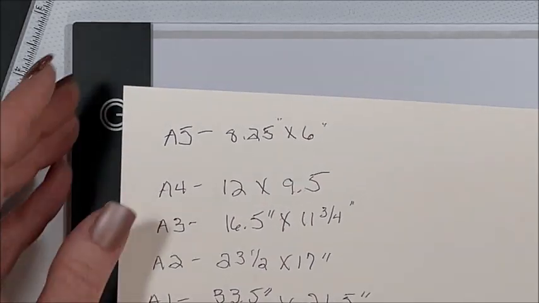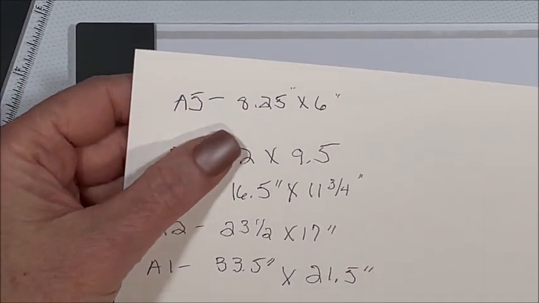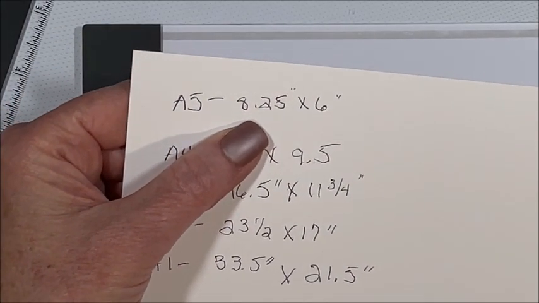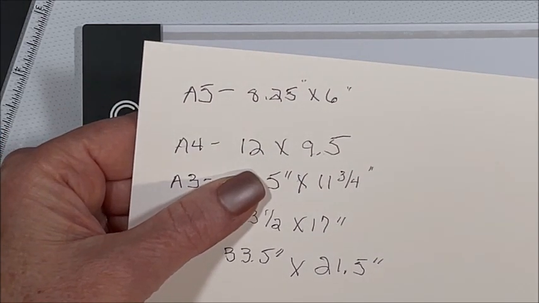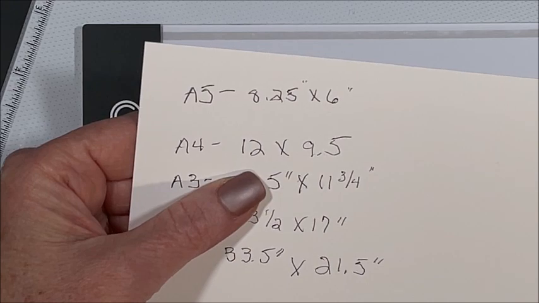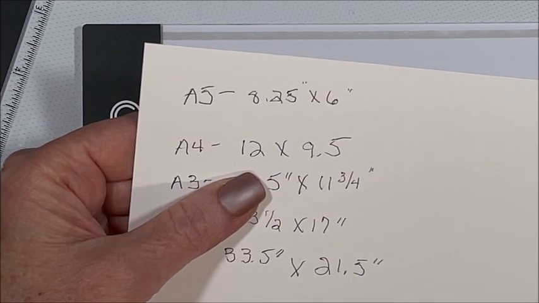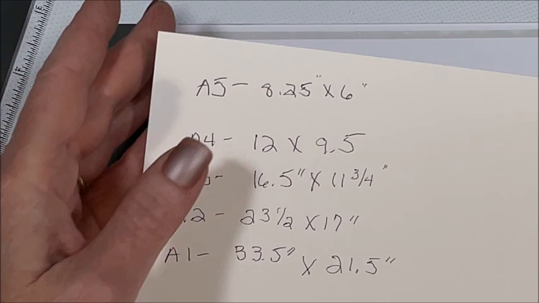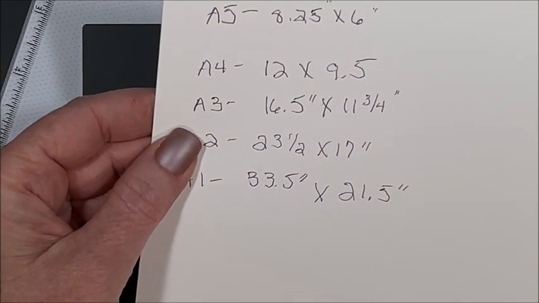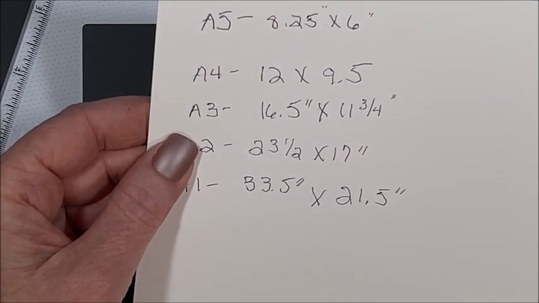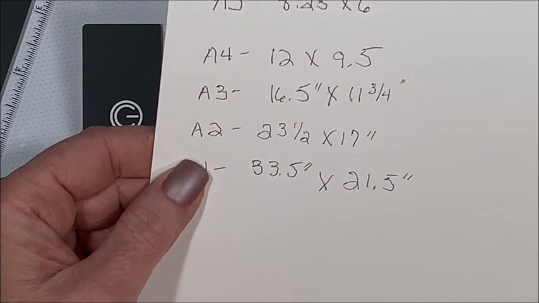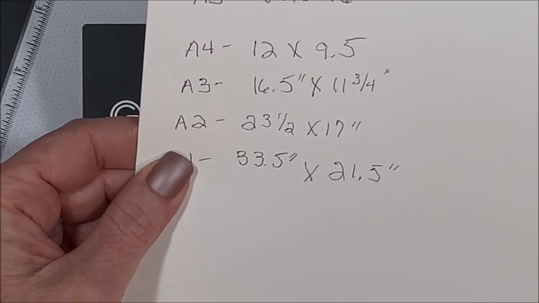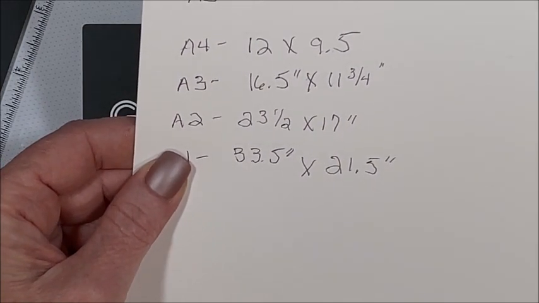Never mind my chicken scratching here. So the little baby, again, is 8 1/4 by 6. The A4, 12 by 9 1/2. And again, this is just the lit area. It's not the total size. The A3, we're getting up there, is 16 1/2 by 11 3/4 inch. The A2, which is my biggest one now, 23 1/2 by 17 inches.